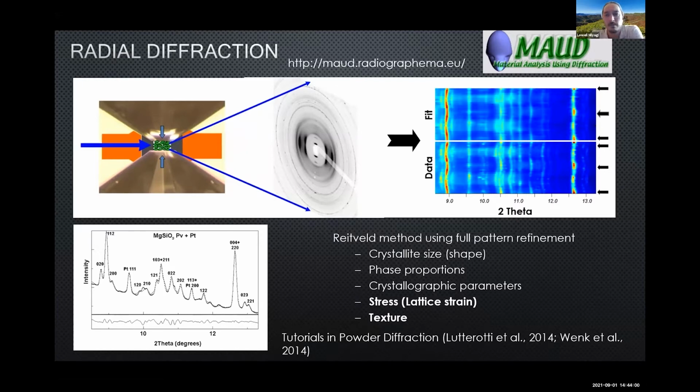We then process this using a full pattern Rietveld refinement. For example, here we take our raw diffraction image, we unroll it, and this is our data here. You see these variations in peak position as a function of azimuth. The compression direction is here, and we also see intensity variations along here. This is a sample of bridgmanite. If people are interested, we have some tutorials on this particular software and how to use it.